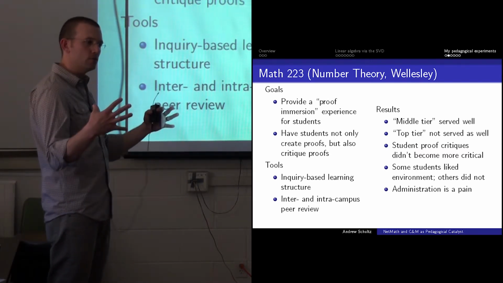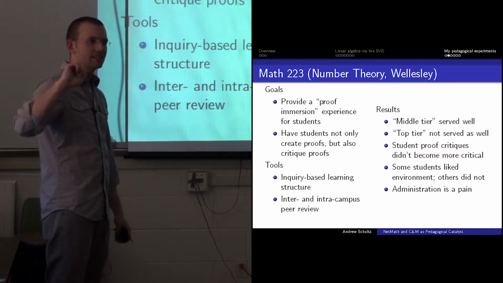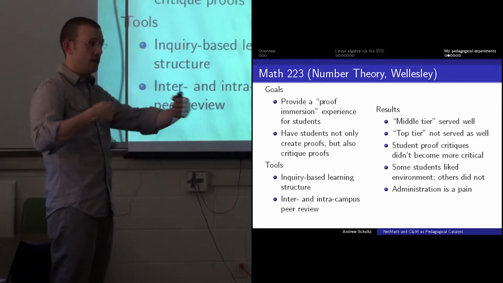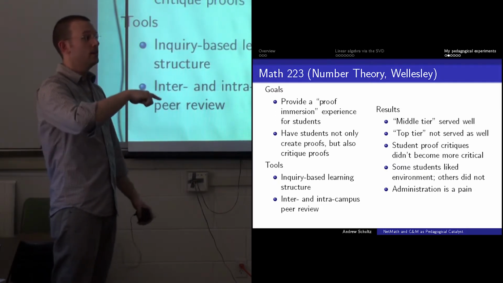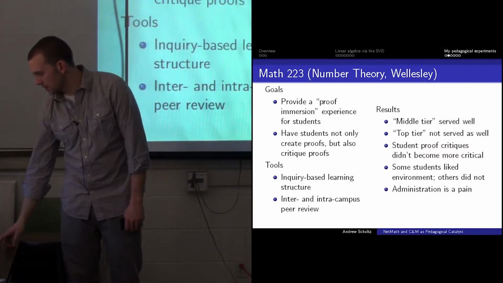I had my own students critiquing the work of other people in the class. Simultaneously, a state away, I had a friend teaching number theory with the same textbook, and we would exchange across colleges. My students would critique the work of his students and vice versa. We did that a couple of times during the semester.